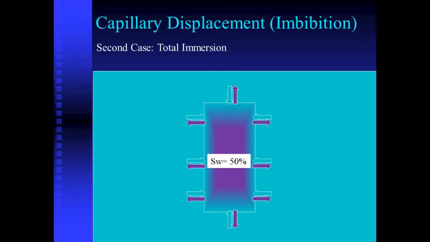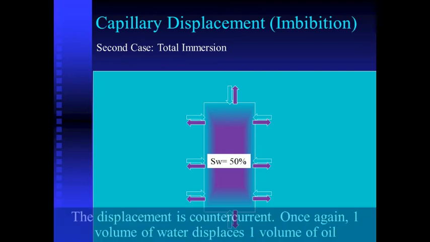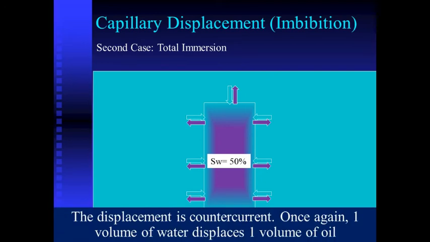Comparing this displacement with the previous examples we analyzed, we can see that, in this case, the top face is producing oil with a counter-current flow of water. Despite the change in scenario, the basic rule of imbibition processes is still maintained. Displacement occurs with the ratio of one volume to one volume.